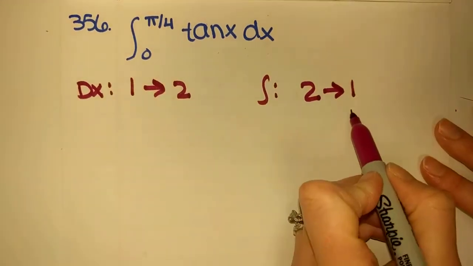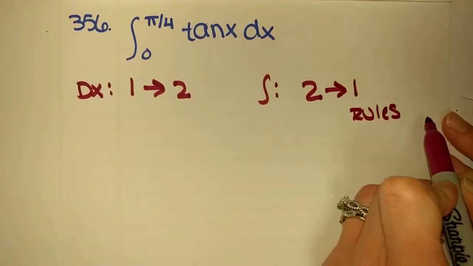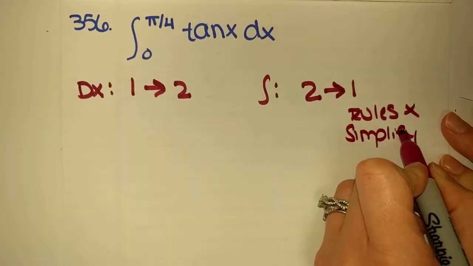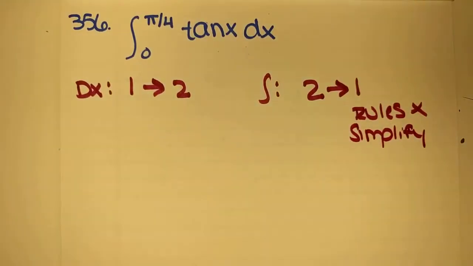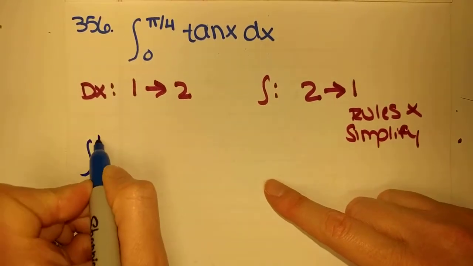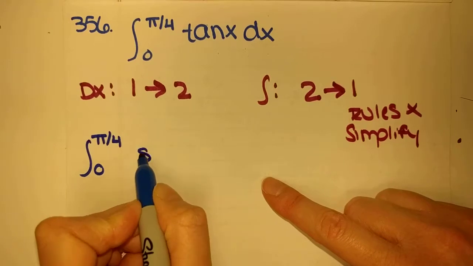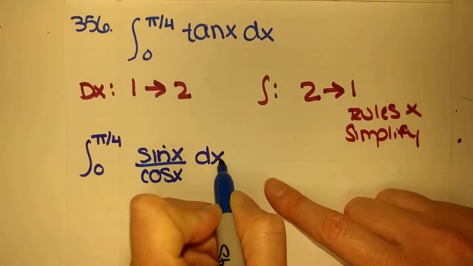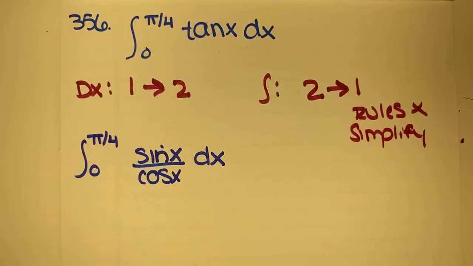So remember, the process is you ask yourself, do I have any rules? And I don't. Then you ask yourself, can I simplify? And tangent is as simple as it's ever going to get. But we don't know how to integrate tangent. So we say to ourselves, well, maybe I can convert tangent in terms of sine and cosine. So let's see what happens when we do that. So if I write tangent as sine x over cosine x, then I have converted the problem.